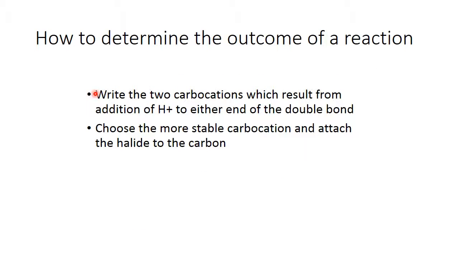So how do you determine what is the outcome of a reaction? Because there's two possibilities of the hydrogen and the bromine adding to an alkene. The hydrogen can add to one side or to the other. So what you do is you test it out. You test to see if I add hydrogen to this one, what carbocation forms, and if I add hydrogen to that one, what carbocation forms. Then you choose the one that gives a more stable carbocation and put the halide on it.